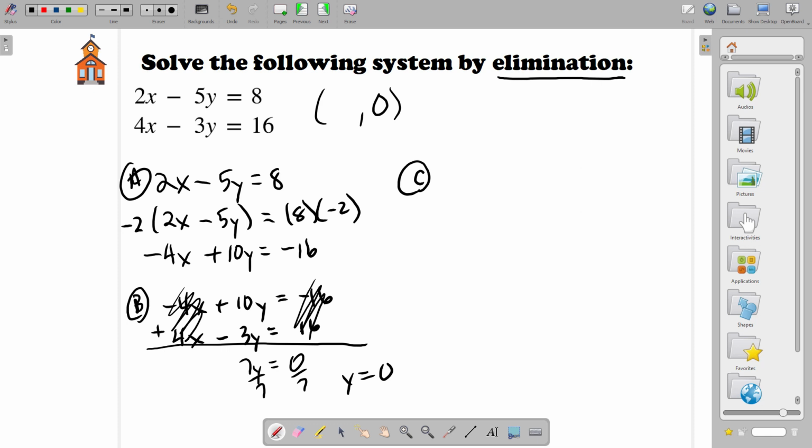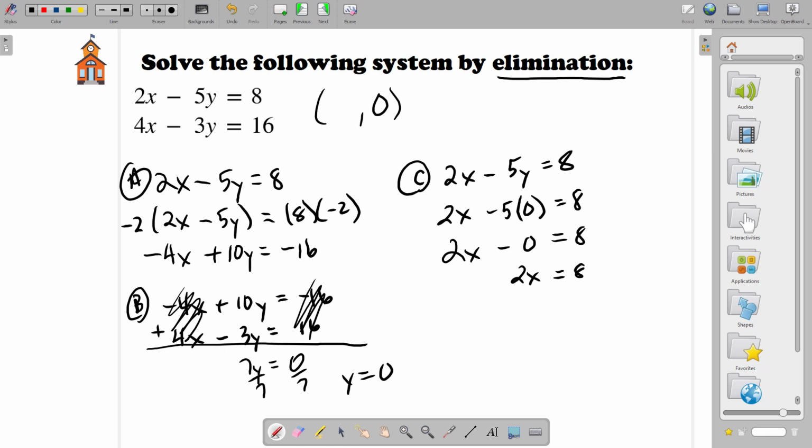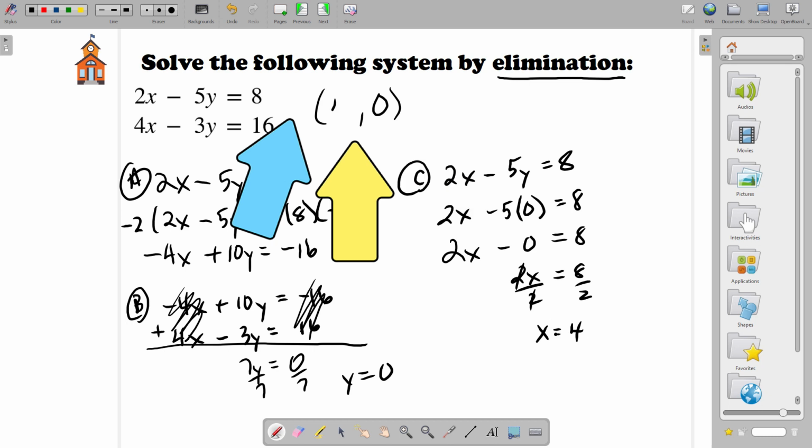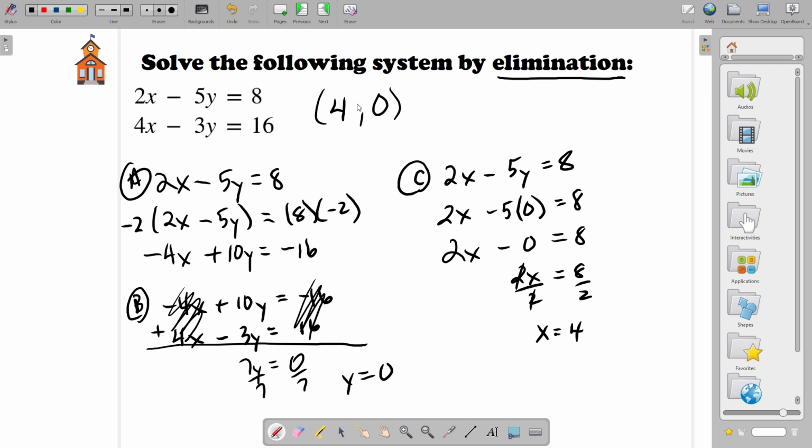All right, now we're going to take the 0 and plug it back in. Doesn't matter which one I start with. This one seems to have smaller numbers. So 2x minus 5 times 0 equals 8. So 2x minus 0 equals 8. That's 2x equals 8. Divide by 2, x is 4. So the solution to this system is the point 4, 0. Again, remember, if we were to graph these two lines, they would cross at this point 4, 0. That's the whole reason we solve systems of equations.